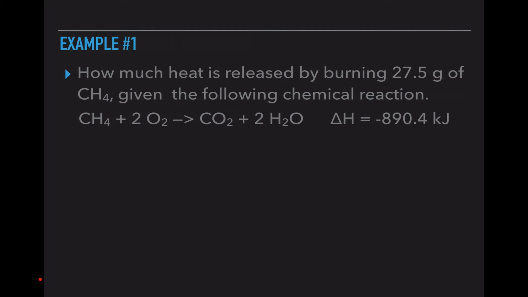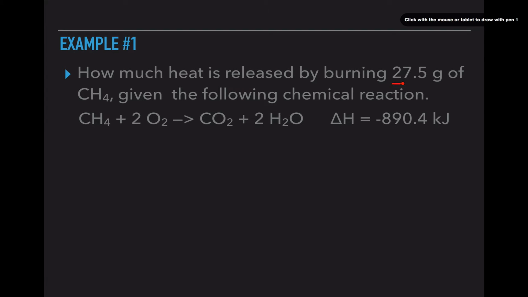So we're just going to jump in. There's only one way to show how to do this, and that's to actually do it. So for this example, we have: how much heat is released by burning 27.5 grams of CH4 given the following chemical reaction? I give the chemical reaction, and now I'm giving this delta H value, or the heat, and since it's negative, it's being released.